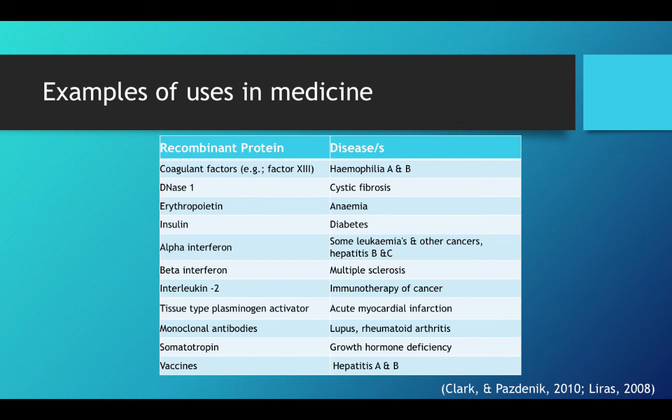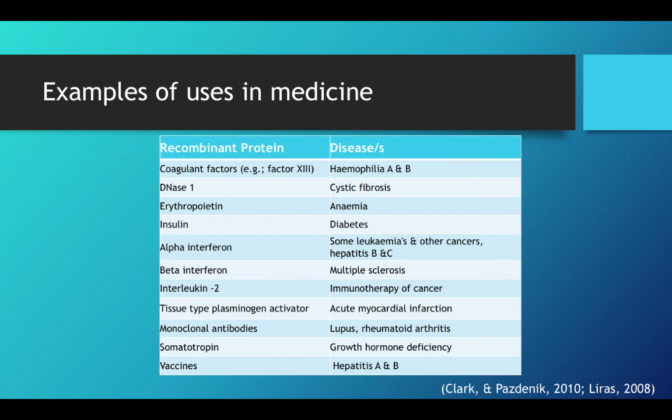Here are some specific examples of recombinant proteins and their uses in medicine, and the disease or diseases they can be used to treat. Coagulant factors, for example, coagulant factor 8, can be used in the treatment of haemophilia A and B by promoting blood clot formation. DNase 1 is used in the treatment of cystic fibrosis. Erythropoietin can be used to treat anemia by promoting red blood cell formation. Insulin is used in the treatment of diabetes.